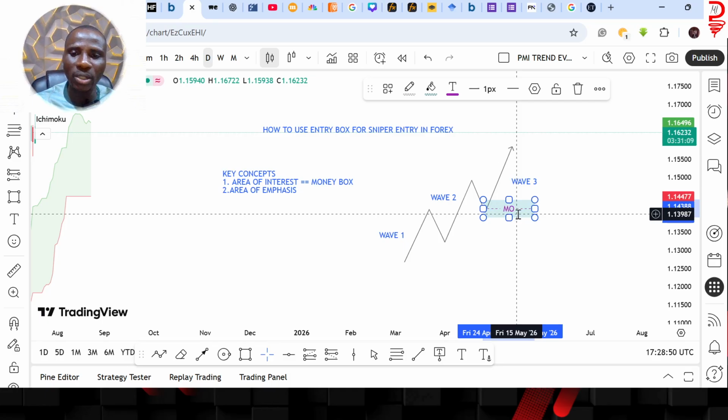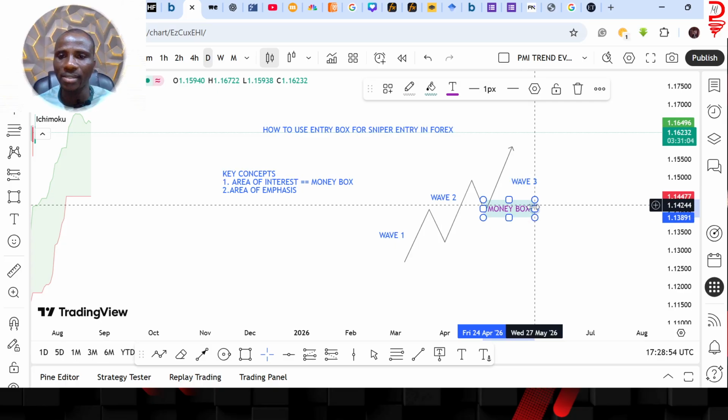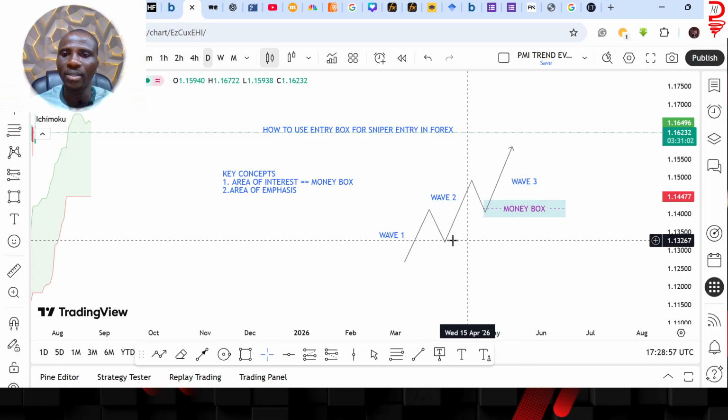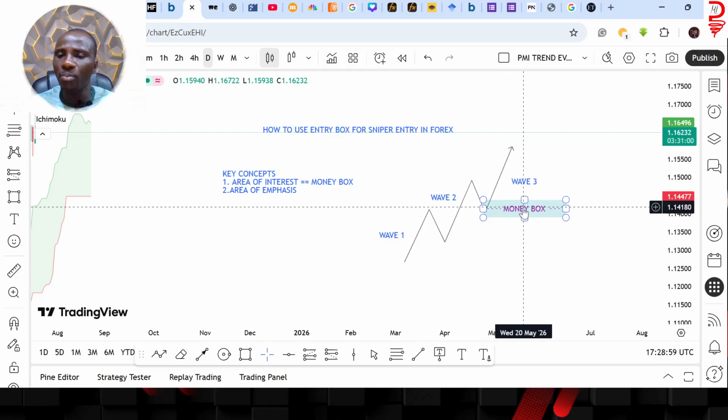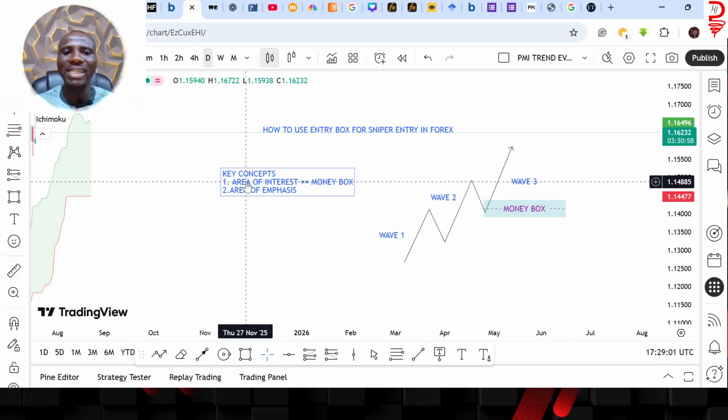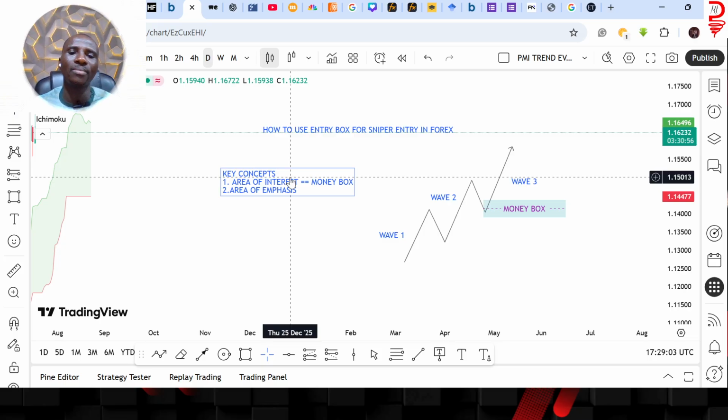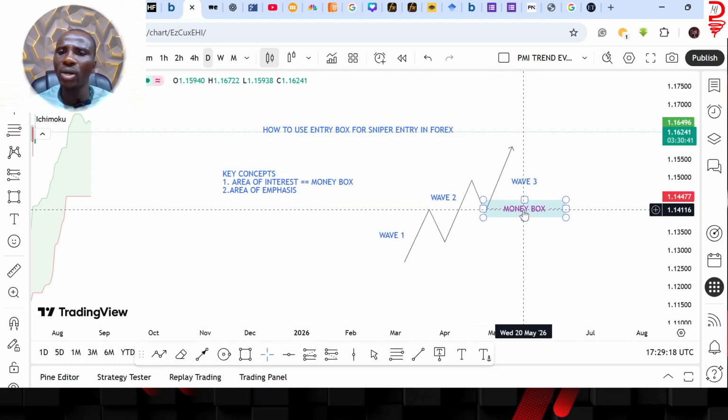Now this is your money box, for instance. This money box is what I refer to as your area of interest. By the time I get to the chart, it will be clear what I'm trying to explain to you. But I want you to follow me to have a theoretical background of this concept. It's very important. Now, this money box is our area of interest.